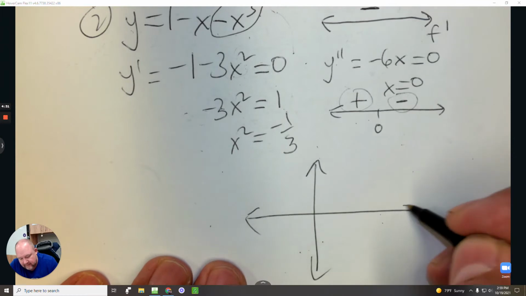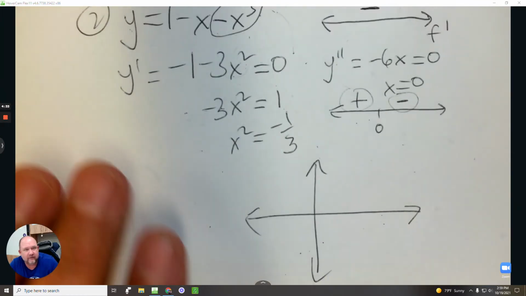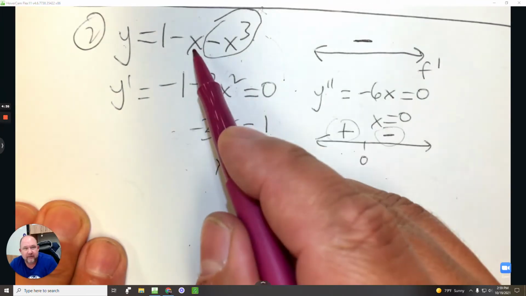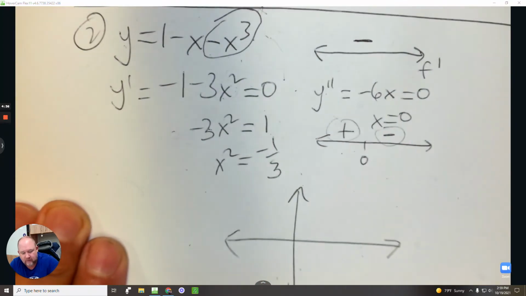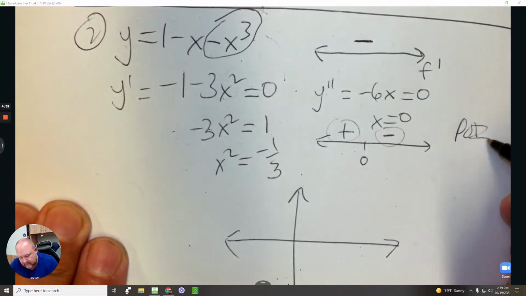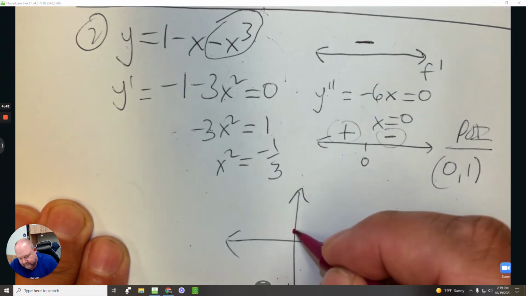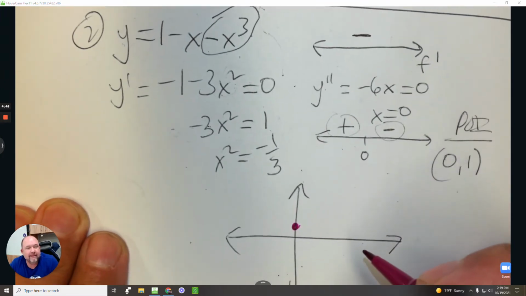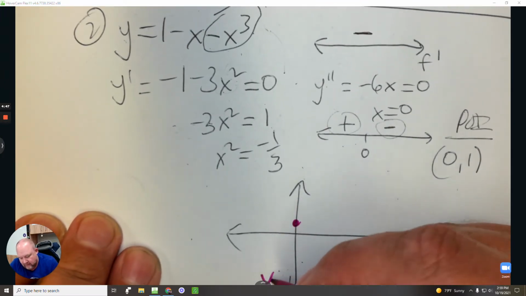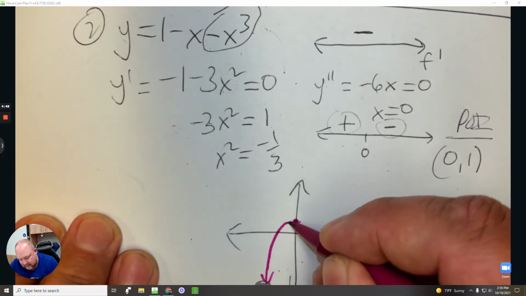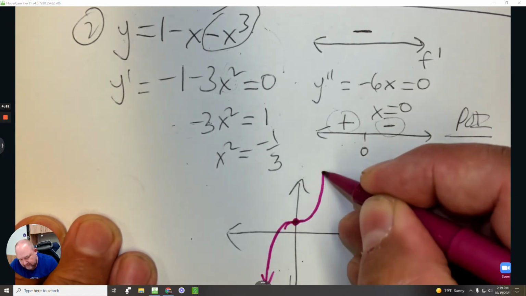So the only point that I'm going to put down here is at 0. And if I plug in 0, I get the answer 1, so I should write that down. So the point of inflection is at (0, 1). And then concavity. So it's concave down and then concave up.